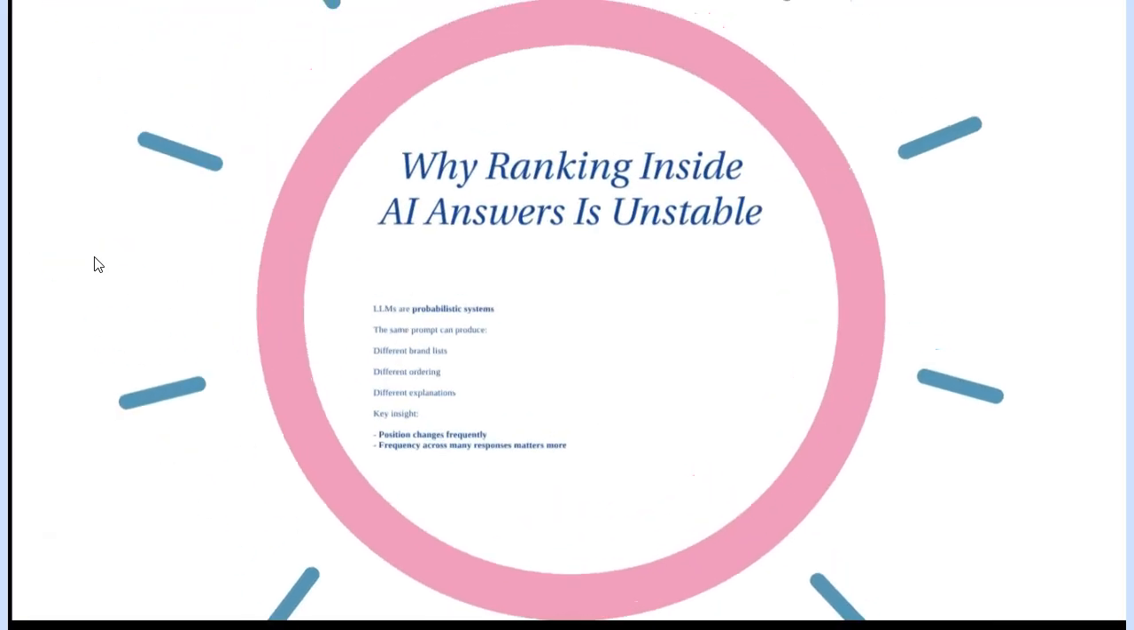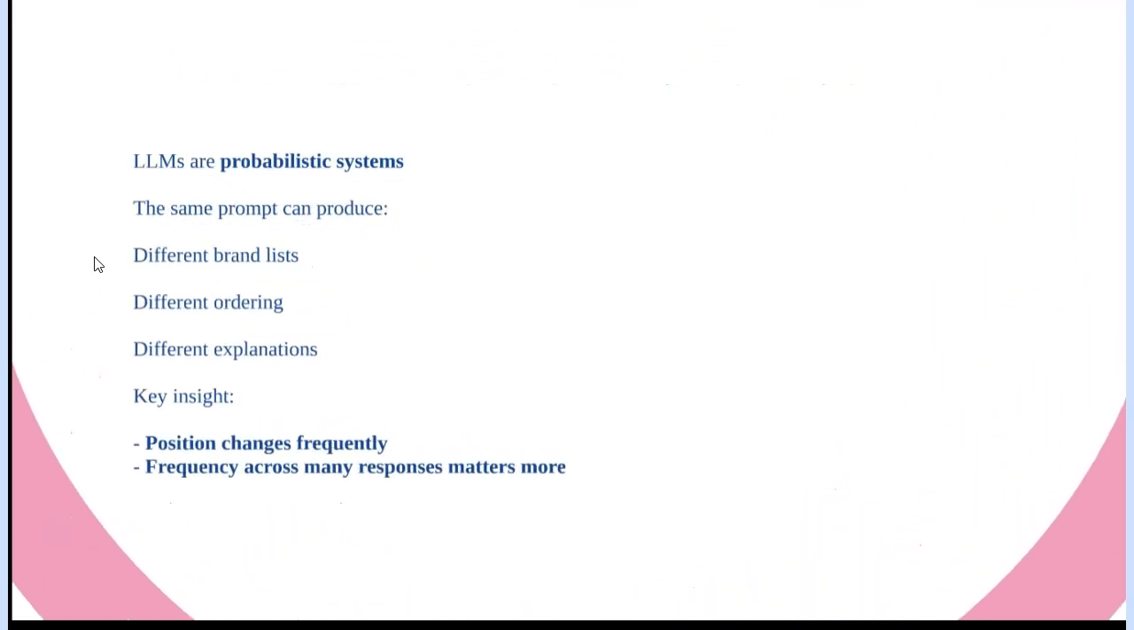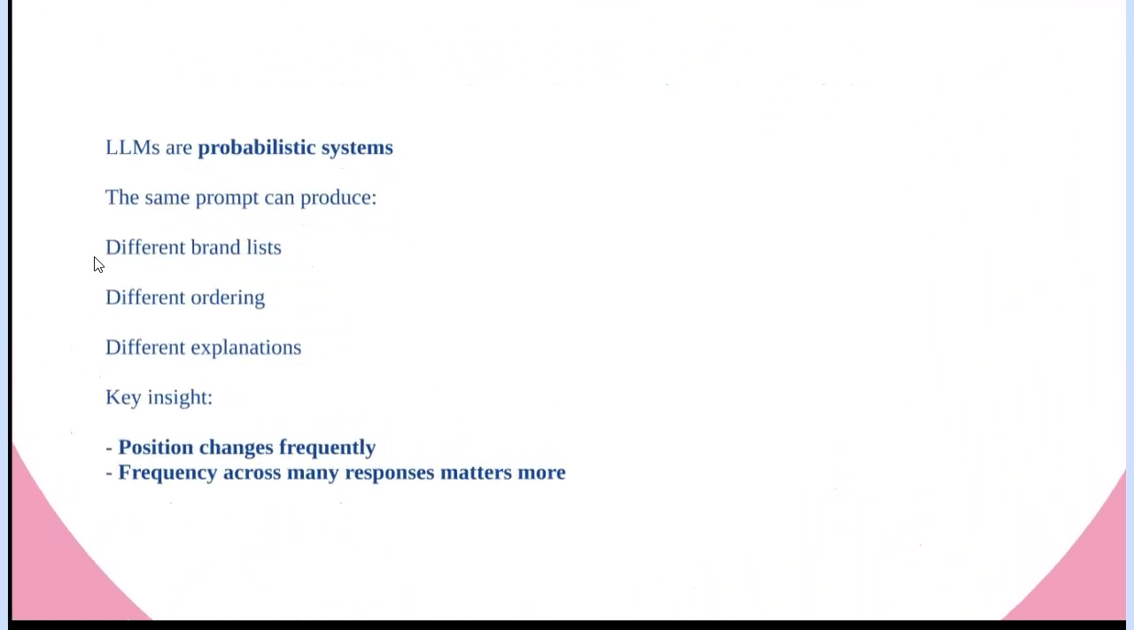Why is ranking inside AI answers unreliable? Some tools try to fix this by adding ranking position. They give more weight if your brand appears first in the response. At first glance, this sounds reasonable. But there's a problem. Large language models are probabilistic systems. The same prompt can generate many valid responses. A brand that appears first in one answer might appear third in the next, or sixth in another.